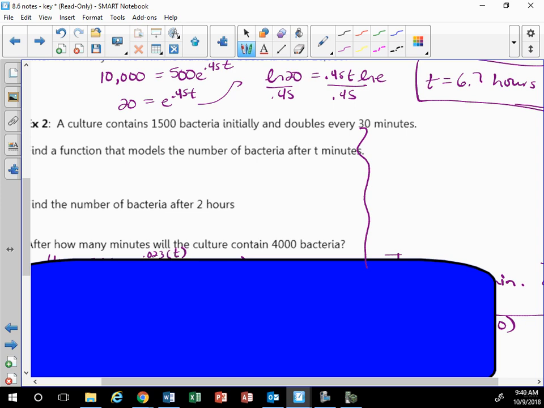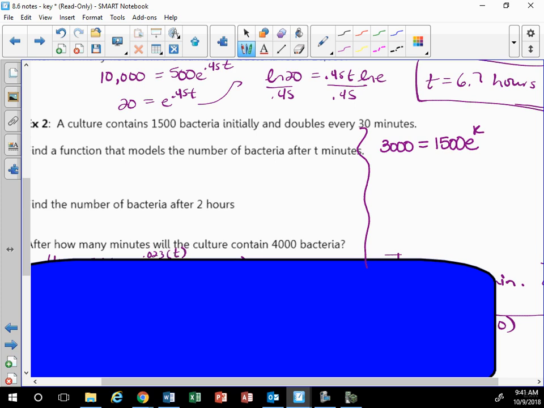I started with 1,500 bacteria, and it doubles. So how many do I have if it has doubled? 3,000, okay? So 3,000 equals 1,500 e to the K times, how long did it take it to double? 30 minutes. Okay, you have to make a decision at this point. Am I doing this problem in minutes or am I doing it in hours? So what do you guys want to do?